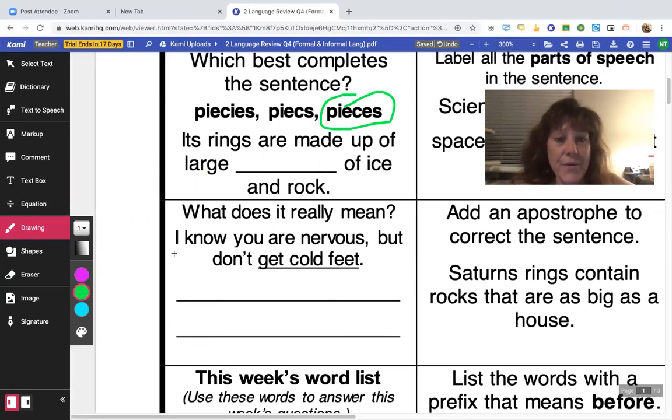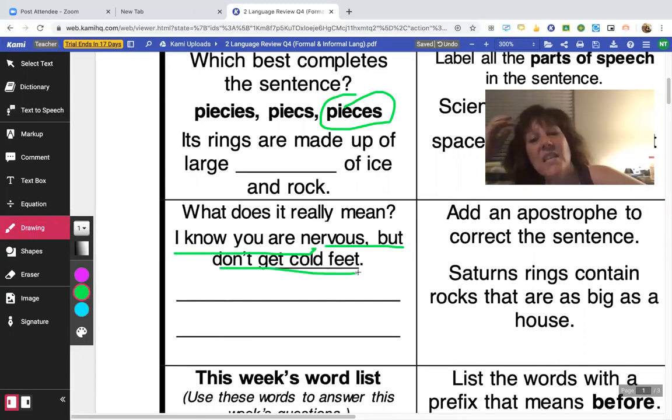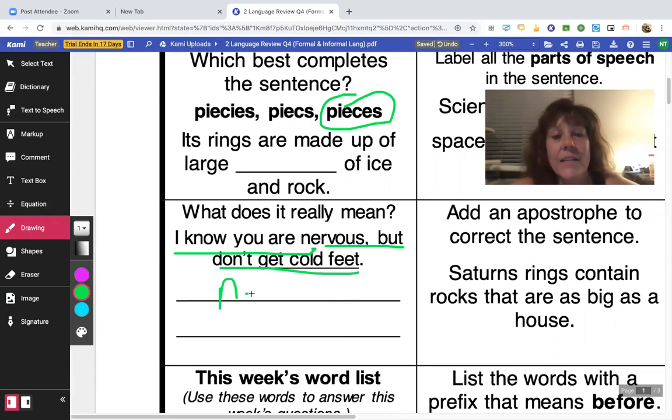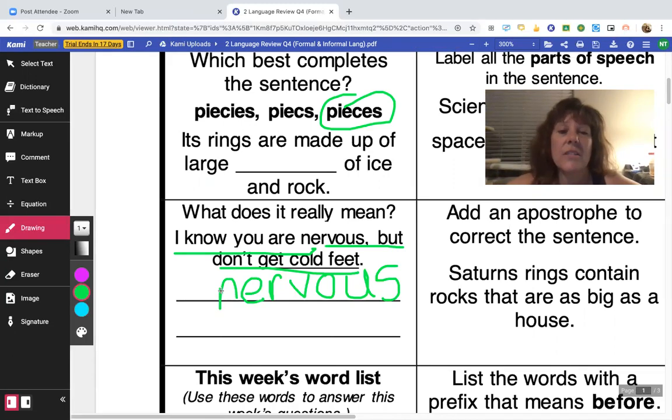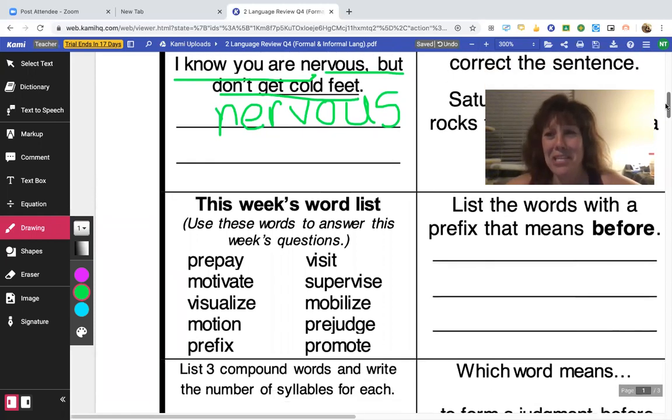What does it really mean? Let's read this. I know you are nervous, but don't get cold feet. Do you think they really mean getting like cold feet, like super cold, ice cold? I don't think so. I think it's just another way to say nervous. So it just means that you're nervous. So it is not literal, right? Literal would be your feet, when you were nervous, you would actually get freezing cold feet. So it's just a saying, kind of like our idioms book that we were doing. Remember those that we never got to finish?